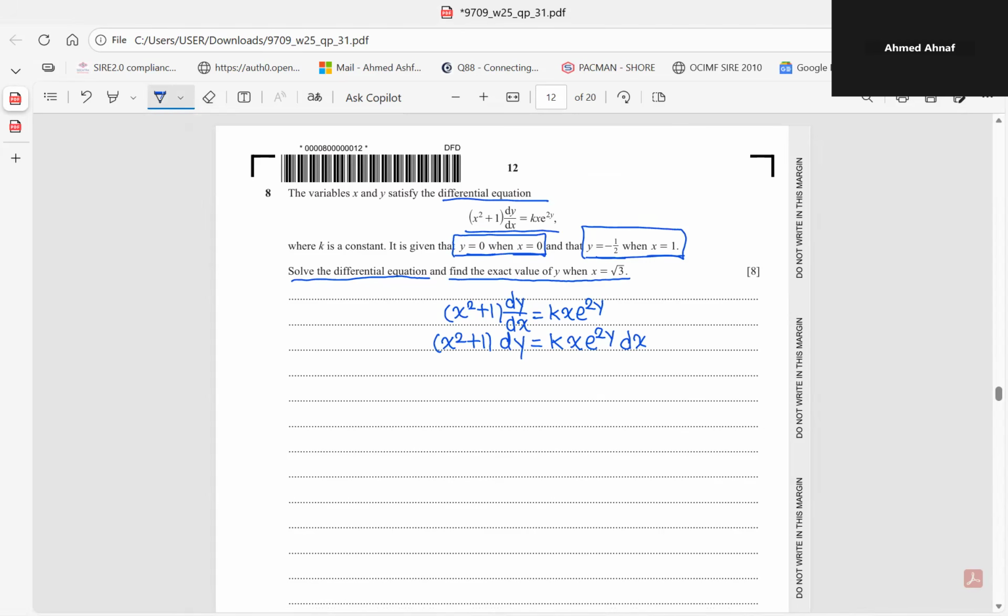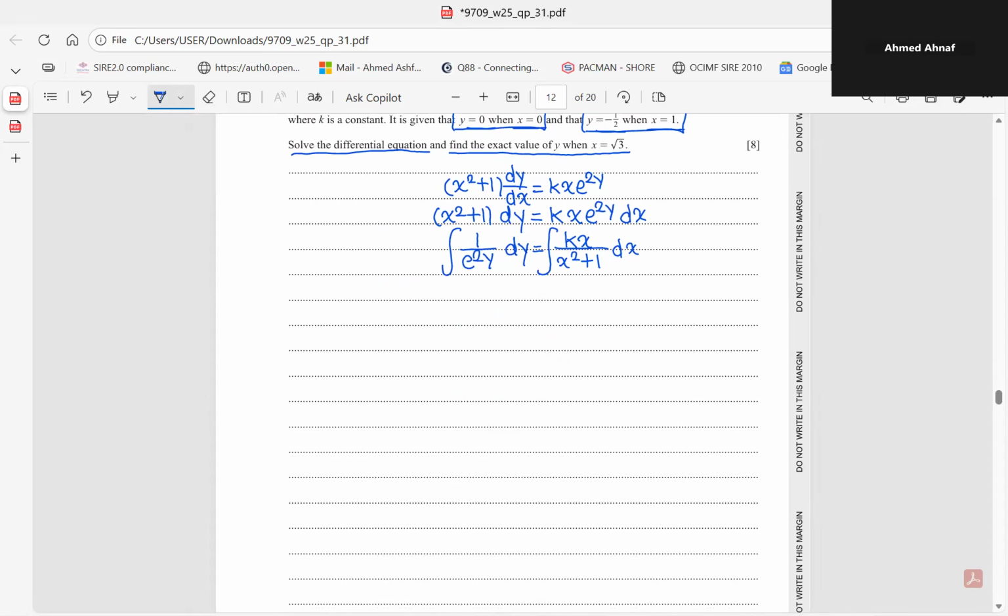So we're going to divide both sides by e to the power of 2y. Then you get e to the power of 2y. And then you also divide both sides by x squared plus 1. Then we would get kx divided by x squared plus 1 dx. So we can integrate these two. So this one we can re-express it as e to the power of negative 2y dy equals the integral of kx over x squared plus 1 dx.